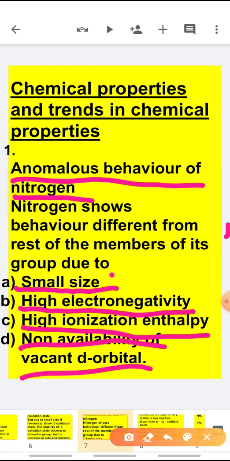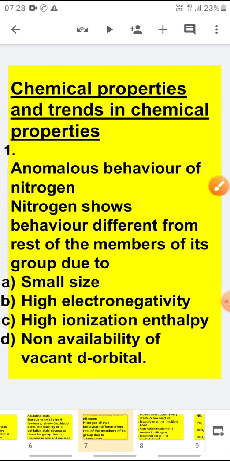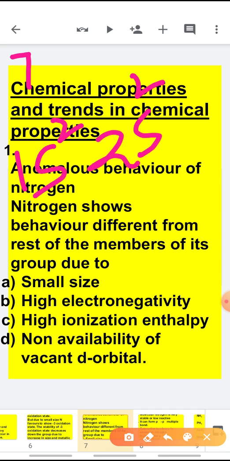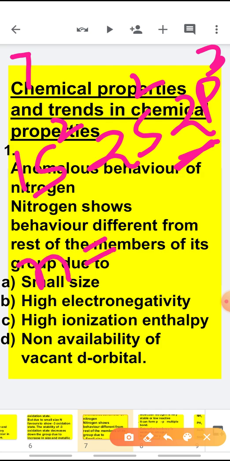Now, nitrogen has the smallest size in the group. Its electronegativity is the highest. Its ionization enthalpy is high, and it does not have a vacant d orbital. What is the meaning of vacant d orbital? See, nitrogen's atomic number is 7. The configuration will be 1s2, 2s2, 2p3. Now here you can see the outermost shell available with nitrogen is the second. That means the value of n is 2.